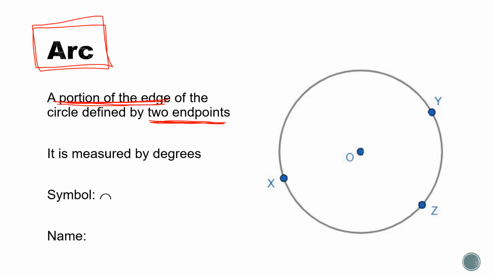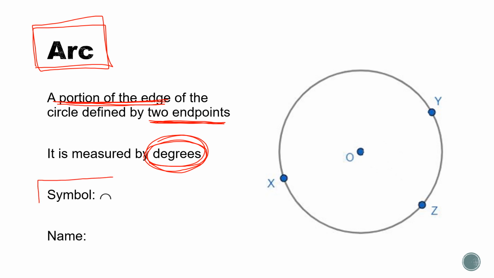If you've been in my class, you know I relate things a lot to food. An arc is like the crust of a pizza. It is a portion of the outside. So if you have one piece of pizza, the crust would be considered an arc. These are always going to be measured by degrees, 20 degrees, 90 degrees, 45 degrees, whatever it may be.